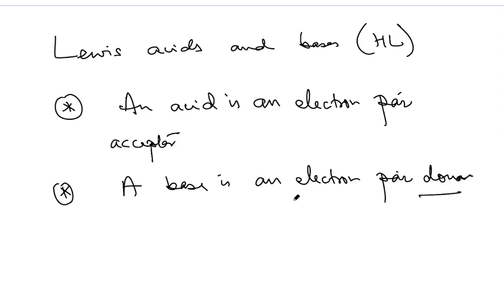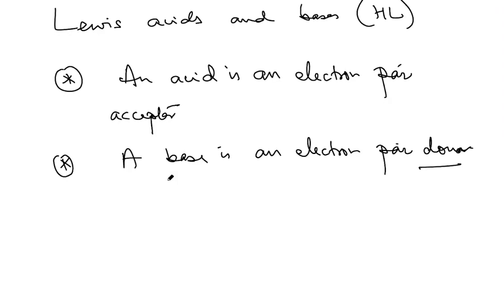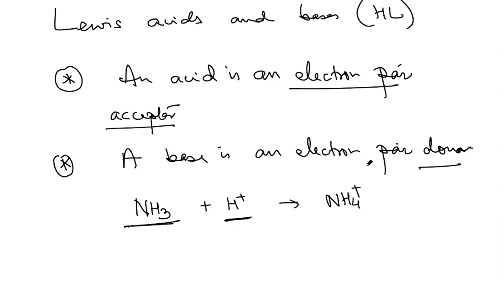I'll give you one example in which we can find both a Lewis acid and a Lewis base. What is that example? Ammonia. Suppose ammonia reacts with an H ion to form the ammonium ion, NH4 plus. Ammonia is a base and the H ion is an acid. But we need to find out which one is the electron pair donor and which is the electron pair acceptor, right? An electron pair acceptor is an acid, a donor is a base.